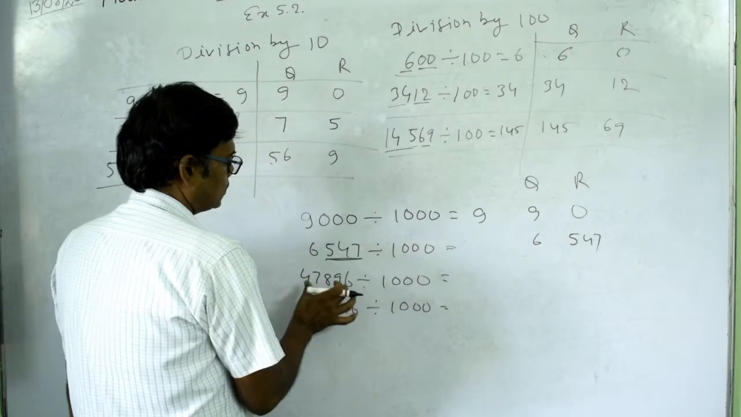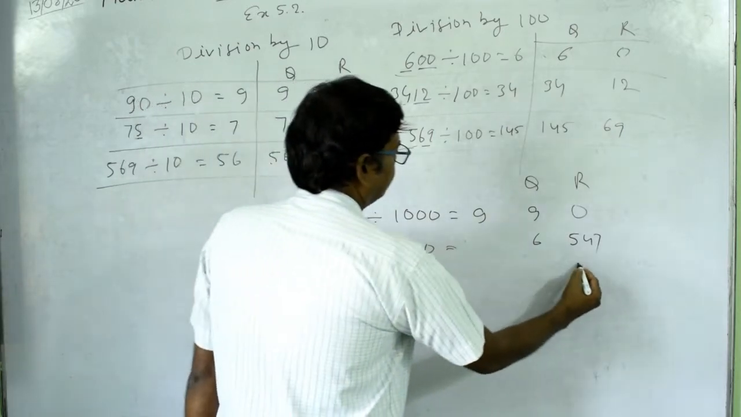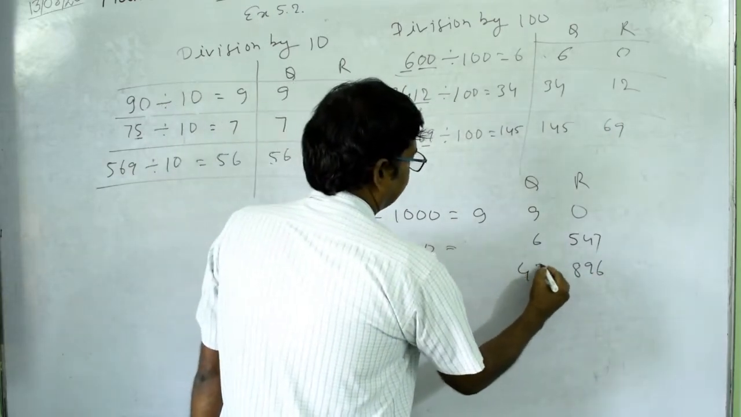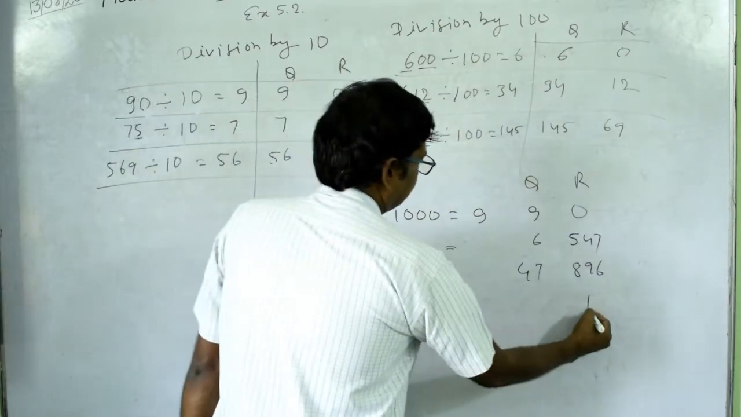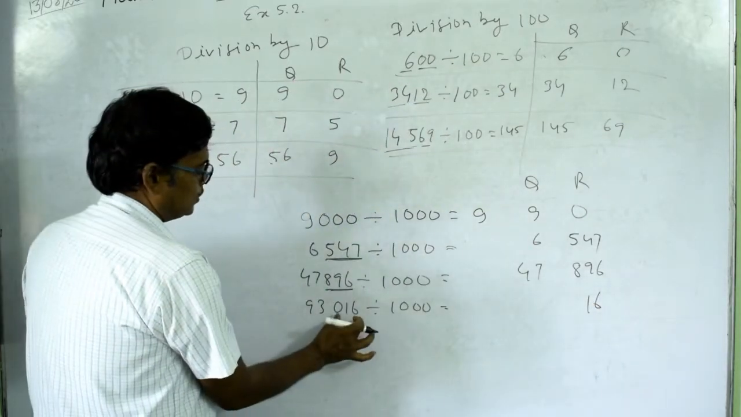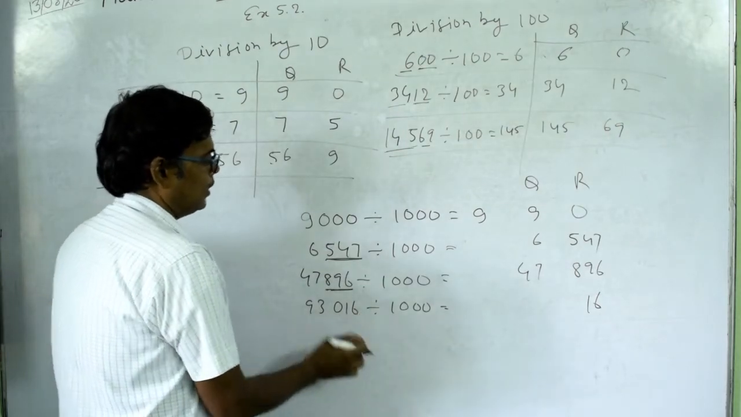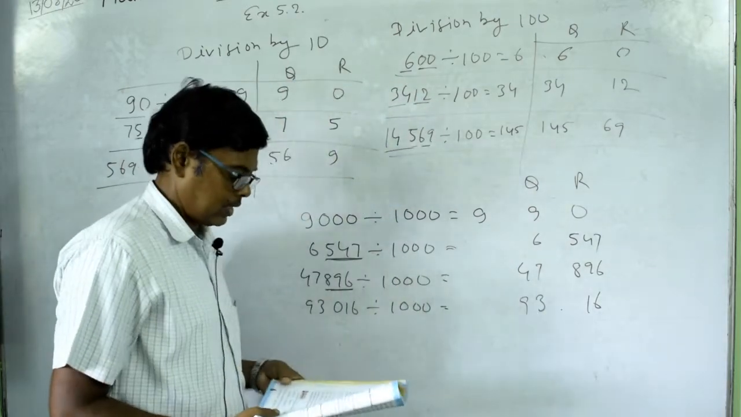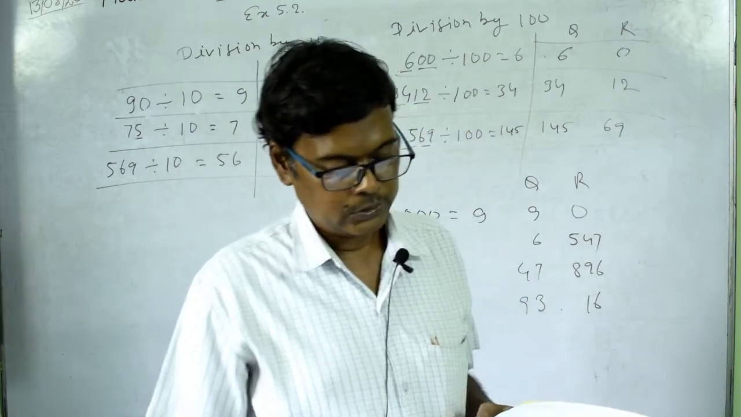And when you divide this number by 1000 again, here 896 will be the remainder, and 47 will be the quotient. And here also 16, that is 016, these 3 digits form the number, that is 16. So the remainder is 16 here, and the quotient is 93. Okay, so remember this, because the questions are based on this.